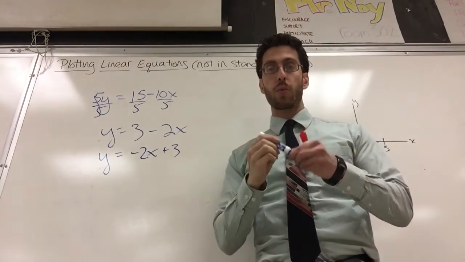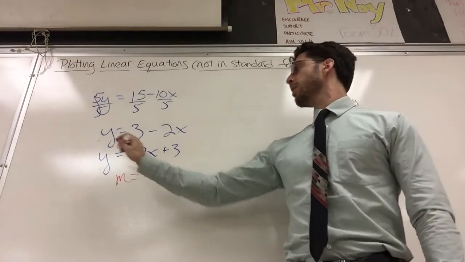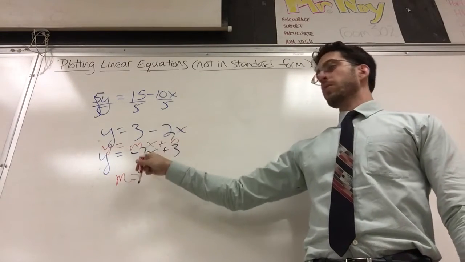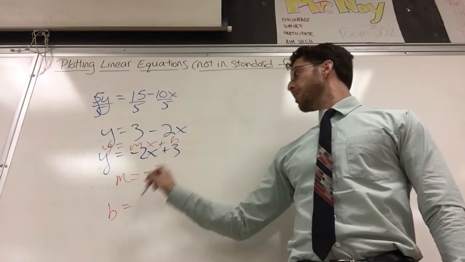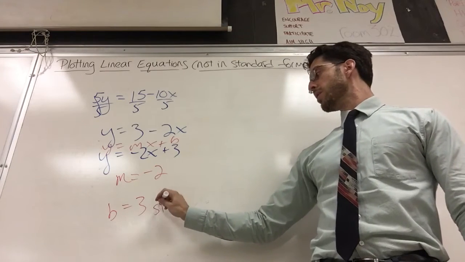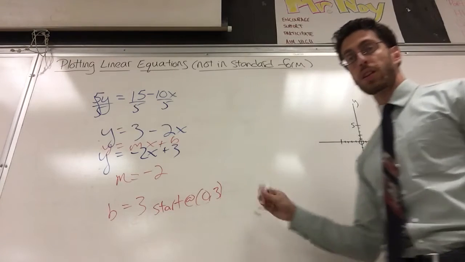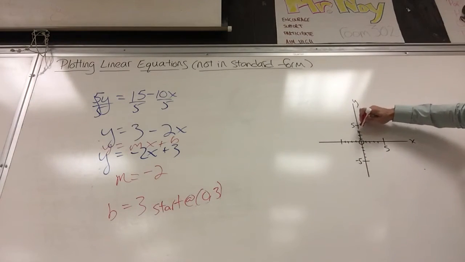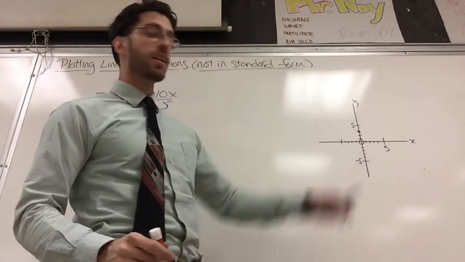Just tell me what you know. I know that, if this is y equals mx plus b, the slope is negative 2. And I know that the b, the y-intercept, is 3. So where do you start? Start at 0, comma 3. That's on the y-axis. It's the y-intercept. So 1, 2, 3, right? Here is my starting point. I hope you can see that dot.